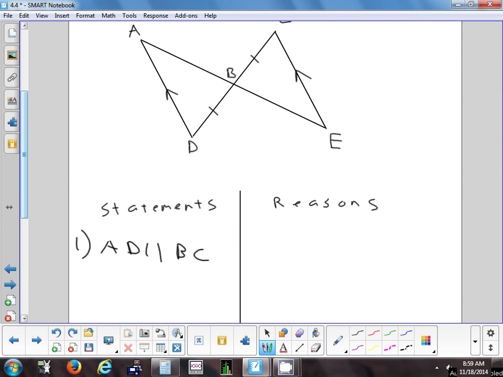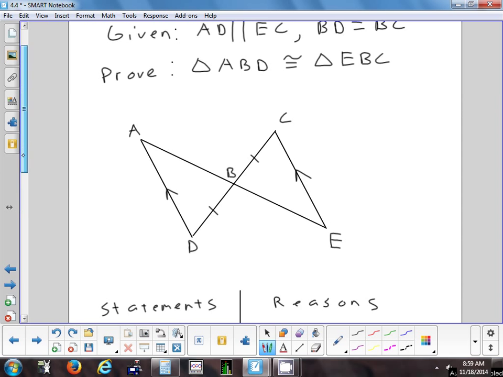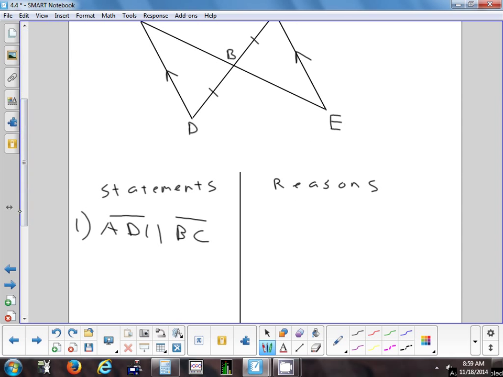AD is parallel to BC. Now by saying that, you can talk about alternate interior angles. But you've got to say this first. Okay. What else did they give us? BD and BC are congruent. And what's the reason for all that? It's given.